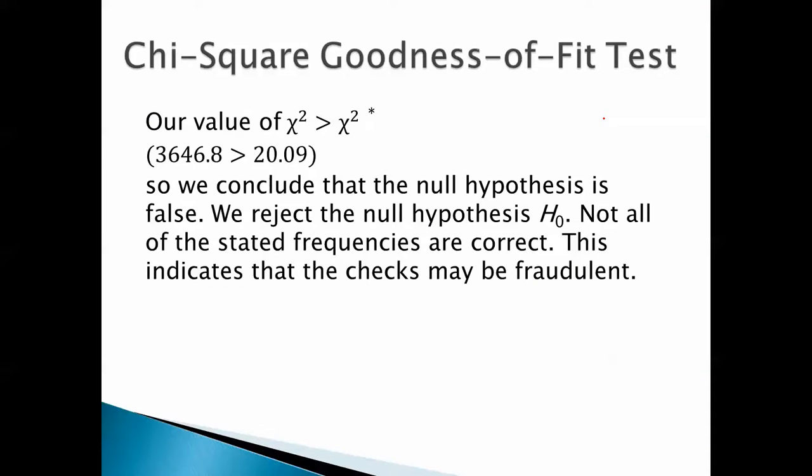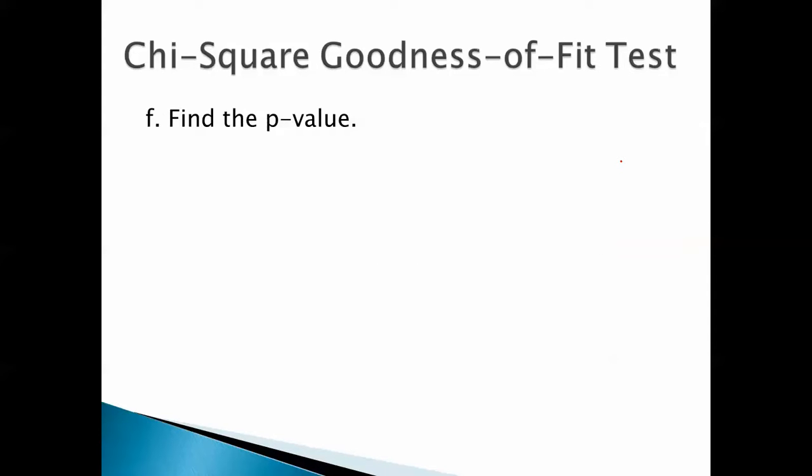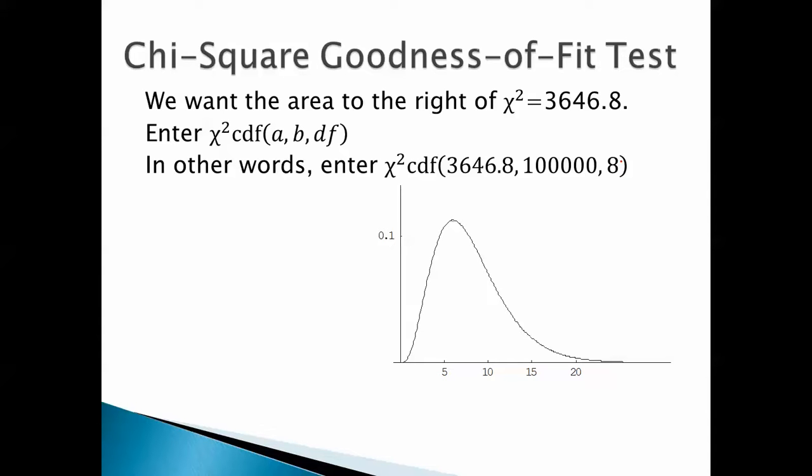So in this case, chi-square, our value, our test statistic is greater than chi-square star, the critical value. So we conclude that the null hypothesis is false. We reject the null hypothesis. Not all the stated frequencies are correct. This indicates that the checks may be fraudulent. Okay, find the p-value. Well, we want the area to the right of chi-square equals 3646.8.